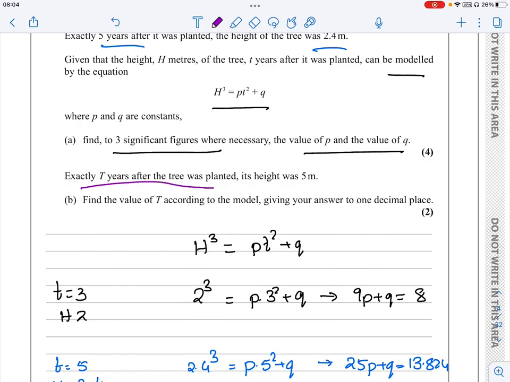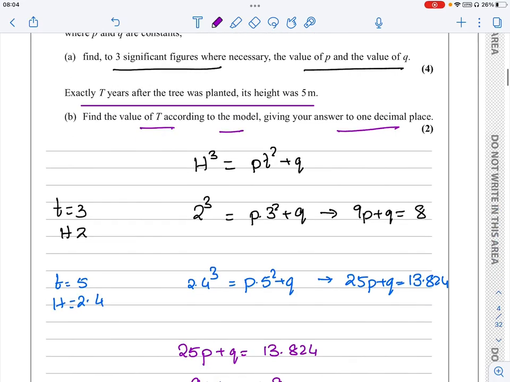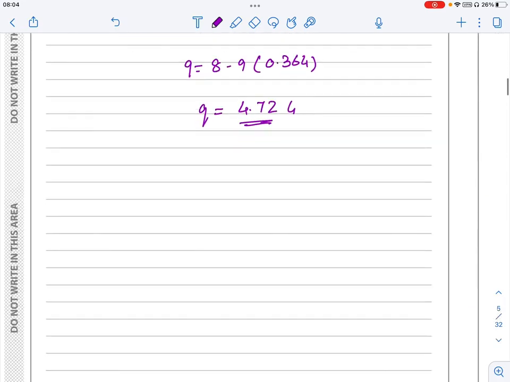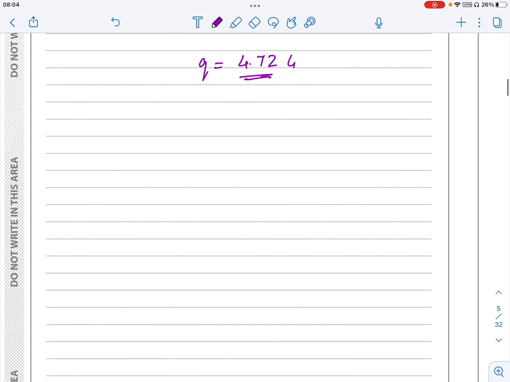Exactly t years after the tree was planted, the height was 5 meters. Find the value of t according to the model, giving your answer to one decimal place. So h cubed equals p t squared plus q. Exactly after t years, the height was 5. So 5 cubed equals p t squared plus q. So p t squared equals 5 cubed minus q.